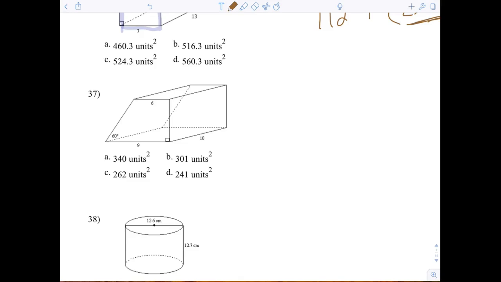Now, the problem with 37 is we don't know what this right here is. Draw straight down. So this is 3, correct? Then the height would be 3 radical 3. Okay? The hypotenuse would be 6. Thank you. And then this over here is now 3 radical 3. So listen, you guys, try to figure that out now real quick.